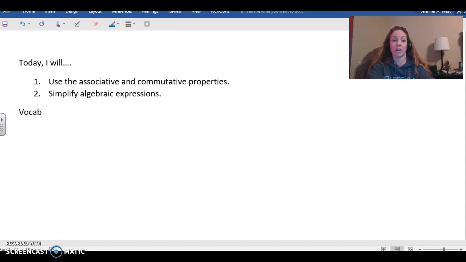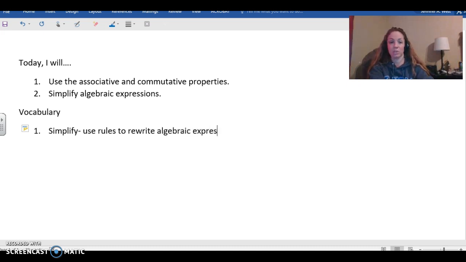You also have several vocabulary words today too. You're going to need to hit pause quite a bit so you can get all of this in your notes. So your first vocabulary word is simplify, which means you use rules to rewrite algebraic expressions as simply as possible. Nothing too crazy. You guys already know how to simplify from all of the work we've done with fractions and things like that. So simplifying algebraic expressions, you guys should have no problem with that.